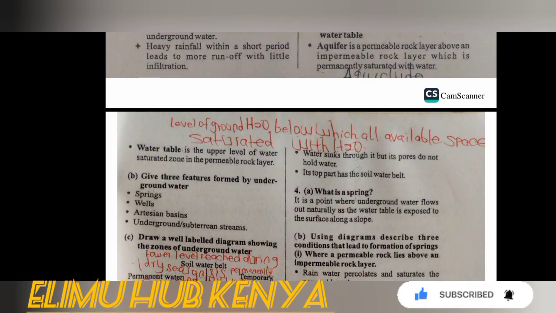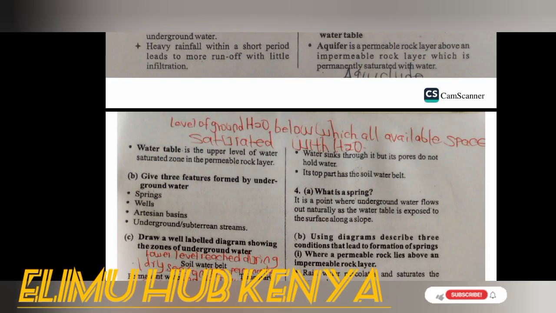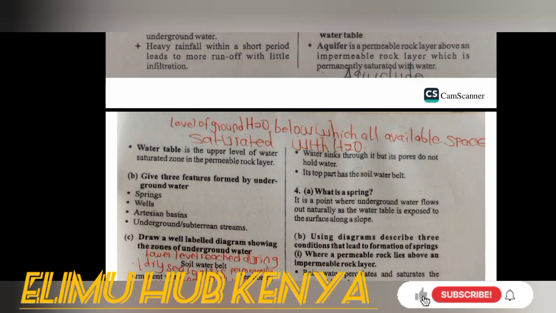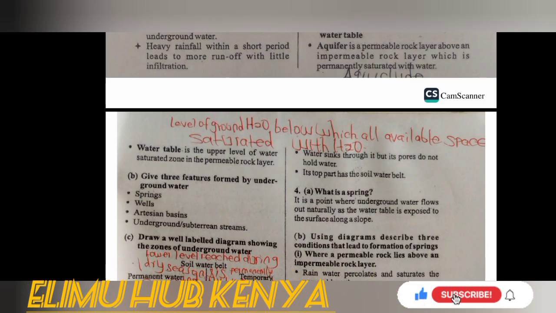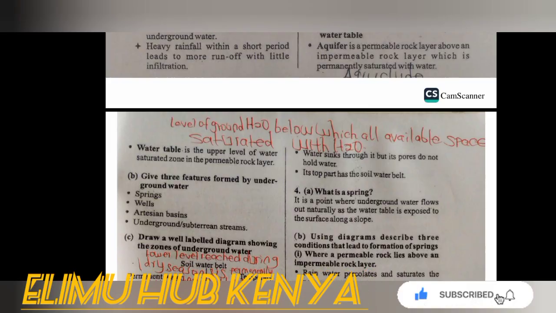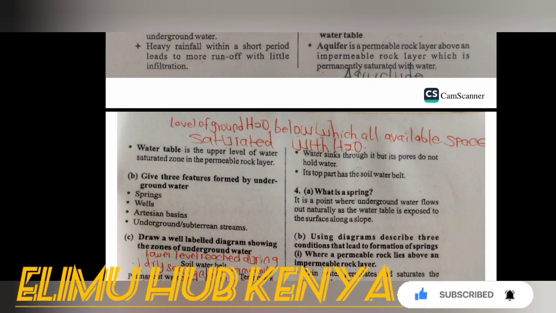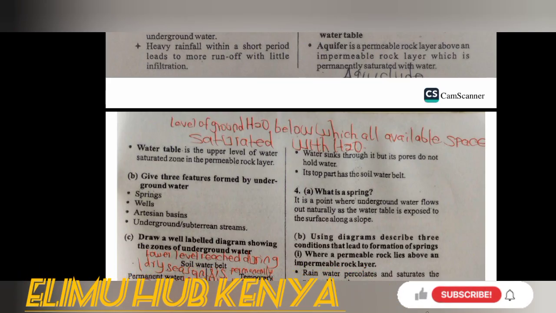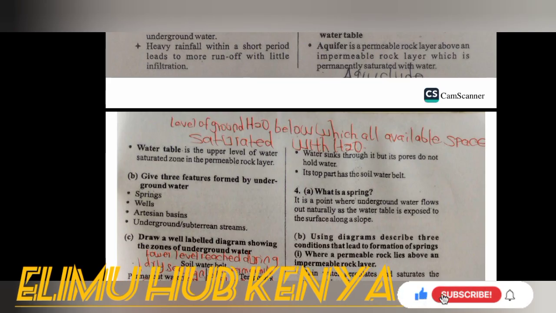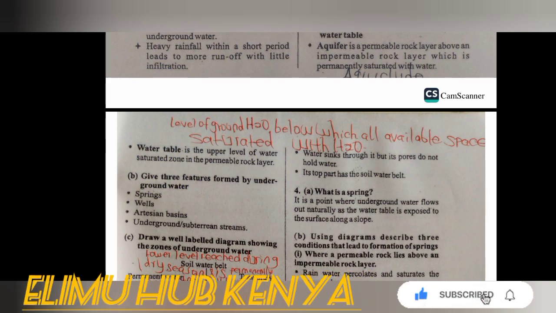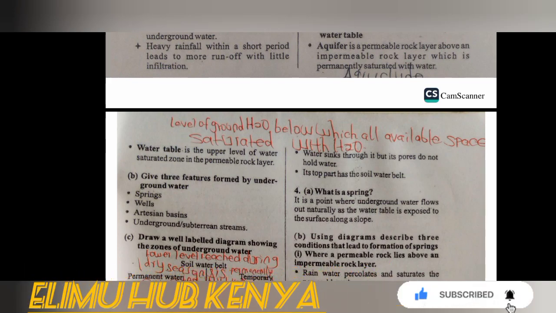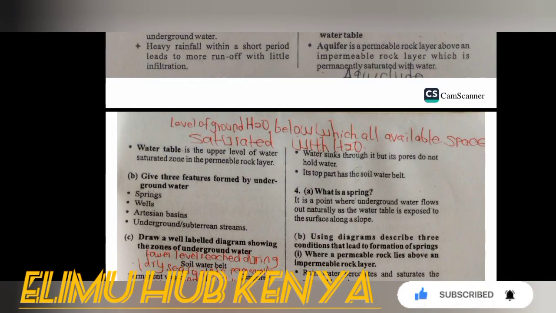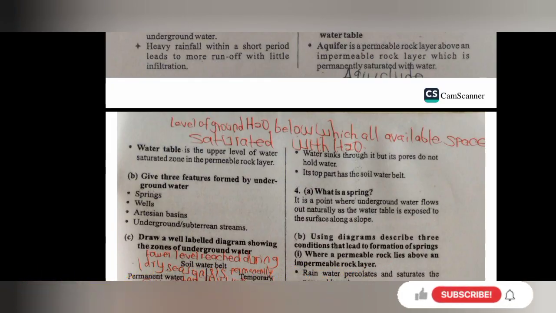Now, having talked about the definition of underground water, the sources of the underground water, the factors that influence the existence of the underground or the phreatic water, we ask ourselves, what are some of the features that can be found by underground water? And we have four main features. Number one, we have the springs. Number two, we have the wells. Number three, we have what we call the Artesian basins. And number four, we have the underground or subterranean streams. So we have the springs, the wells, the Artesian basins, and the subterranean streams.